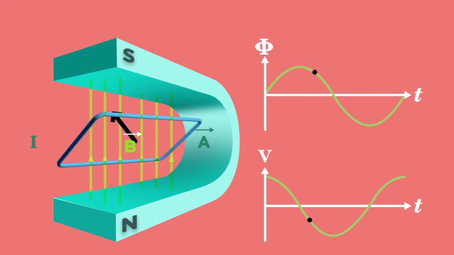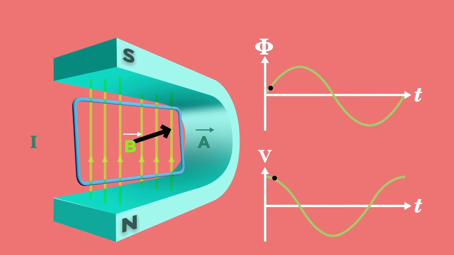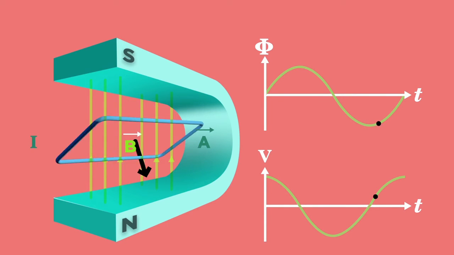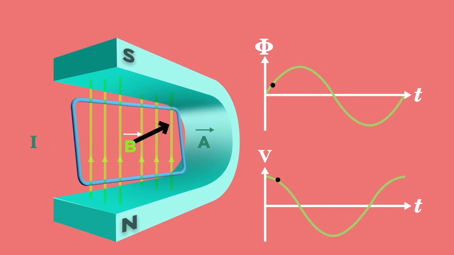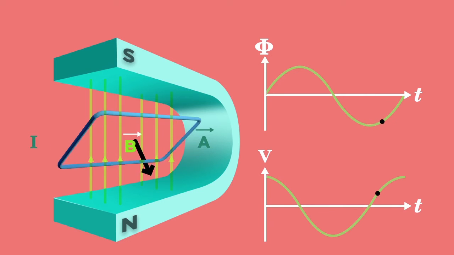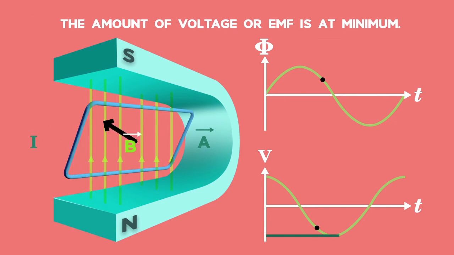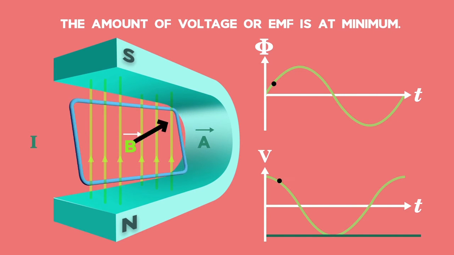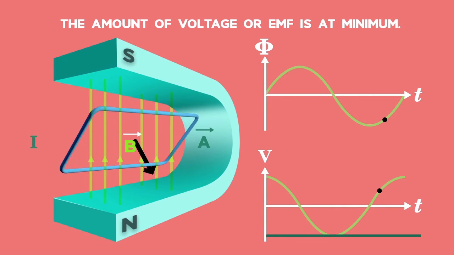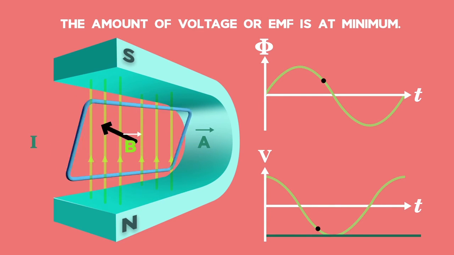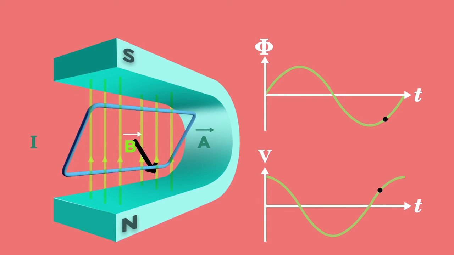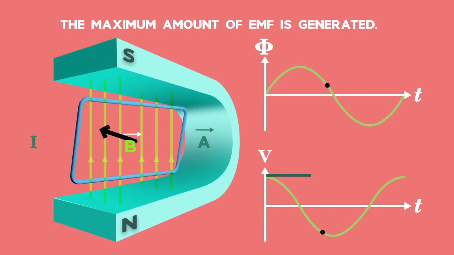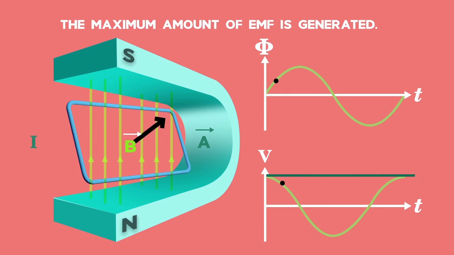So where in the rotation of this coil do you think is the greatest change of flux? When the coil has the flux flowing directly through it, the least amount of change is occurring. So the amount of voltage or EMF is at minimum. At this position, the wires are rapidly changing. How much flux linkage is occurring? So the maximum amount of EMF is generated.